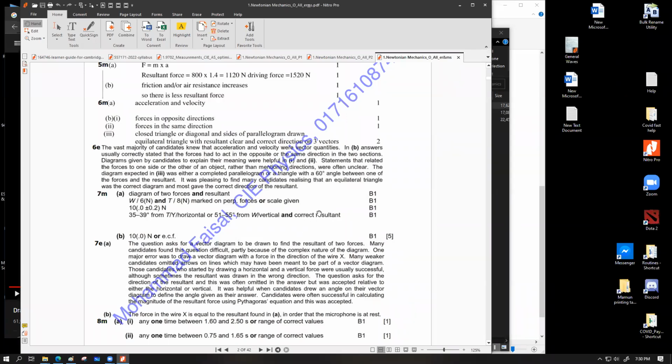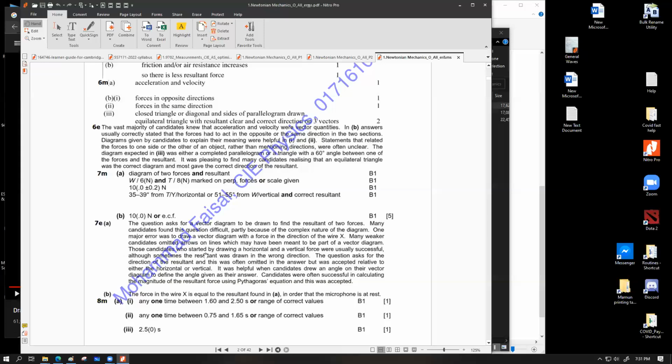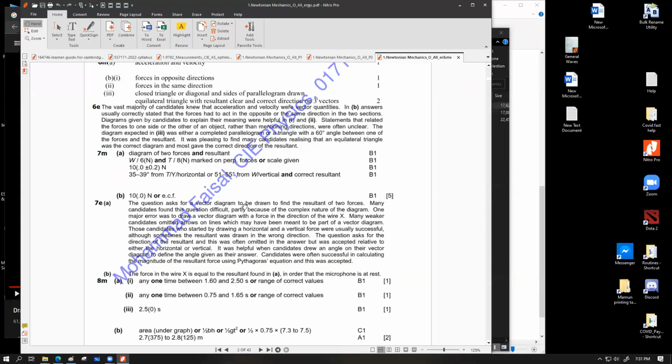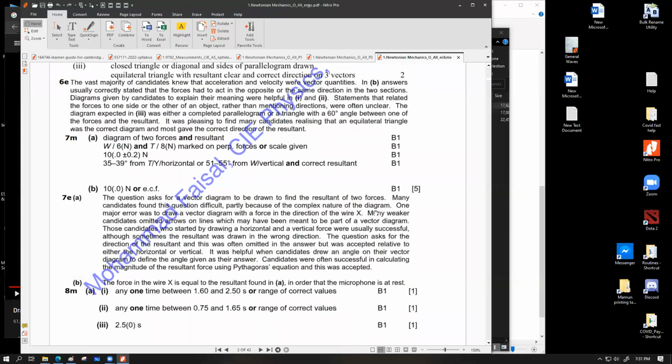So এই পার্টটুকু তোমাকে মেনশন করতে হবে। মার্ক স্কিমটা, এক্সামিনেশন রিপোর্টটা দেখো। The question asks for a vector diagram to be drawn to find the resultant of two forces. Many candidates found this question difficult, partly because of the complex nature of the diagram. One major error was to draw vector diagrams with a force in the direction of the wire x. Many weaker candidates omitted arrows on lines which may have been meant to be part of a vector diagram. So vector diagram অবশ্যই arrow দিতে হবে. It's important. It's compulsory.